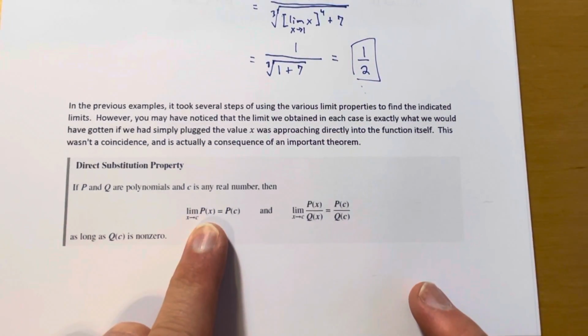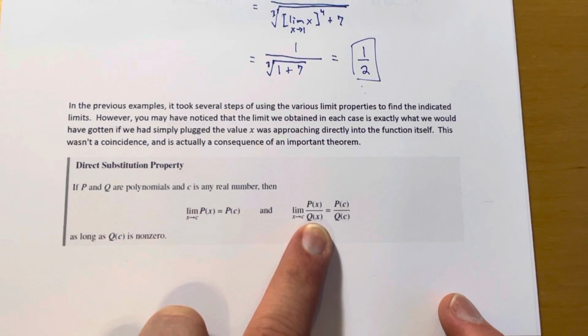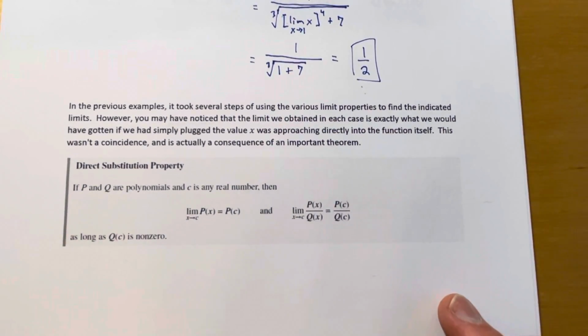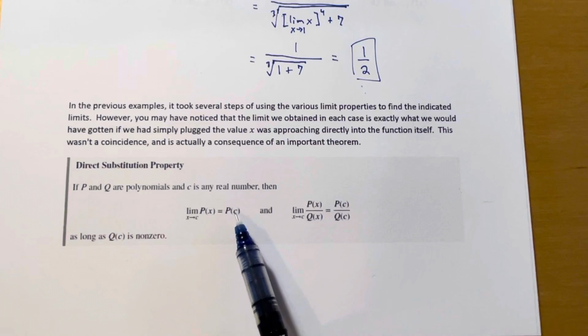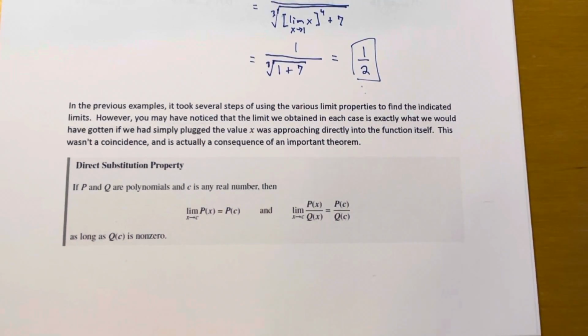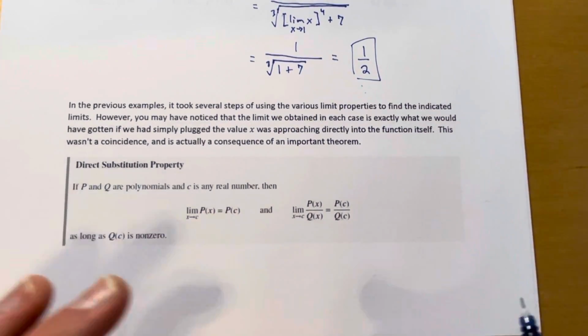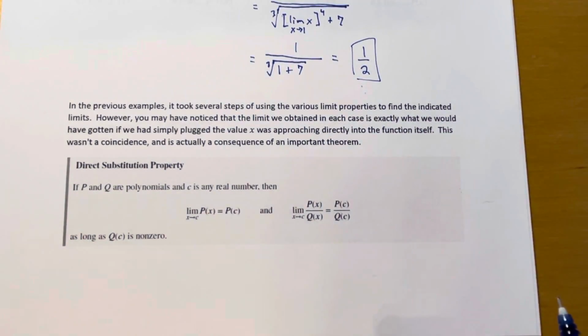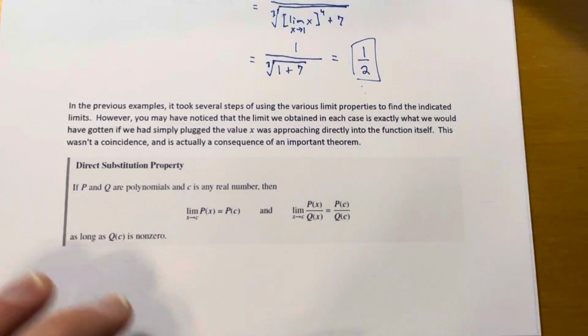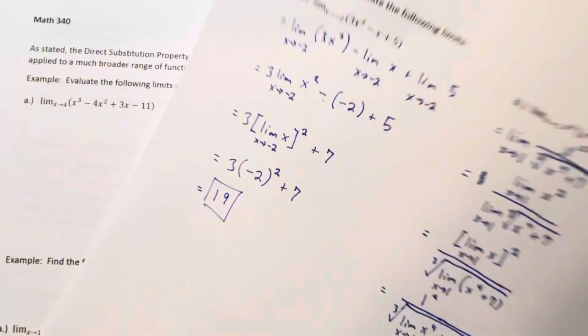So basically, whether we're dealing with polynomials or rational functions, which is what a polynomial over a polynomial is, as long as plugging C into the denominator doesn't give me a 0, I can just plug C directly into either of those types of functions and I immediately get my limit without having to go through all of those limit properties. Now, like I alluded to before, there are more functions than just these two types, polynomials and rational functions, where we can use the direct substitution property. But for now, we're only going to be worrying about these two types. So moving on from here.